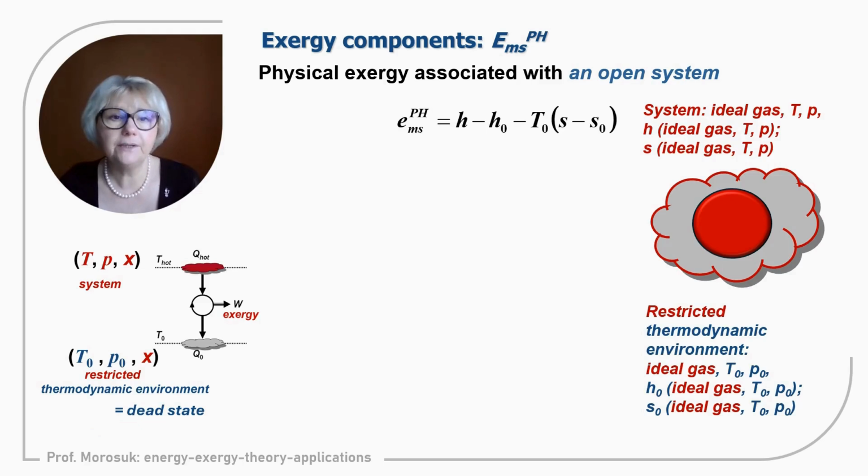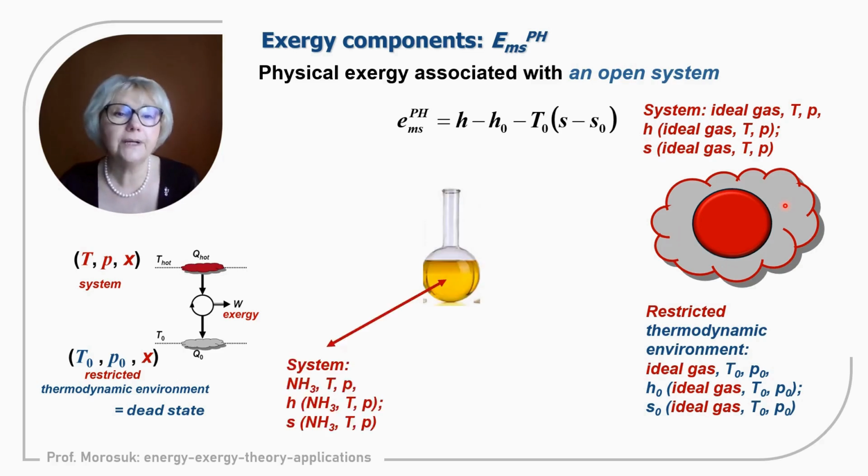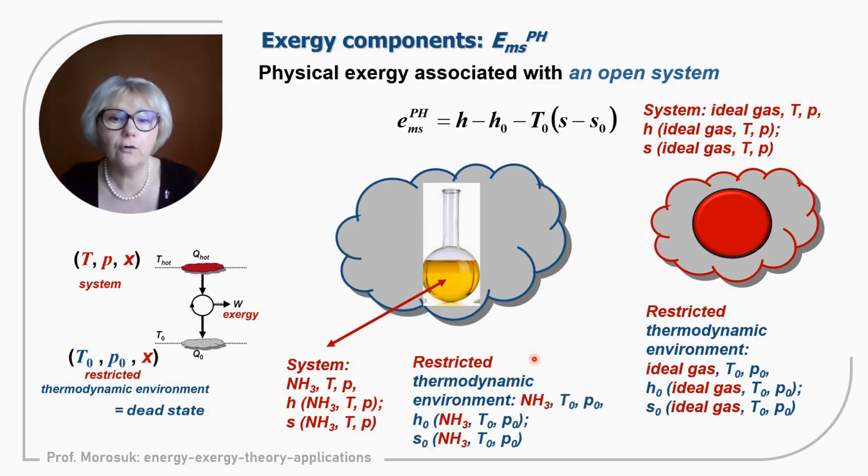So now let us repeat the discussion related to ideal gas. This is our example, ideal gas and restricted thermodynamic environment, where the ideal gas is also the working fluid. Let us assume that we need to calculate the physical exergy of some volume of ammonia. Ammonia is always a very good example, because ammonia does not exist in the environment. So it means that it is a substance that definitely will never be present in the real surrounding, the real environment, and can only be discussed for exergy analysis as a substance for the restricted thermodynamic environment or restricted dead state.